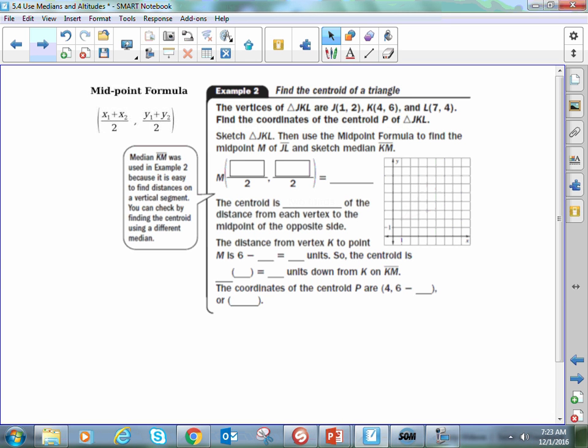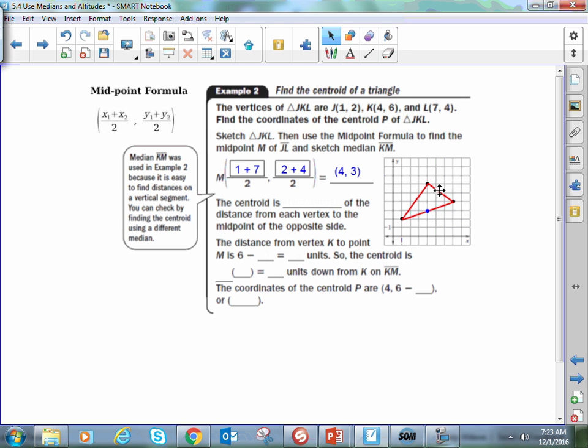Now, this one isn't going to be nearly that involved, but it is still leading you down that path. So we have the vertices of a triangle, and even if they don't have a graph, I want to see what a triangle looks like. Just give me some kind of shape, even if it's just a freehand sketch. So we want to find the coordinates of the centroid.